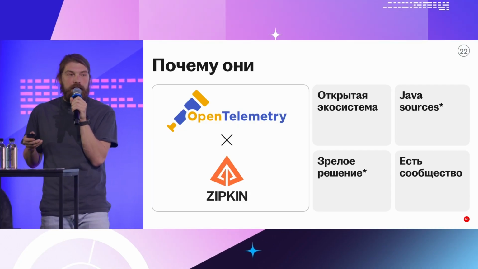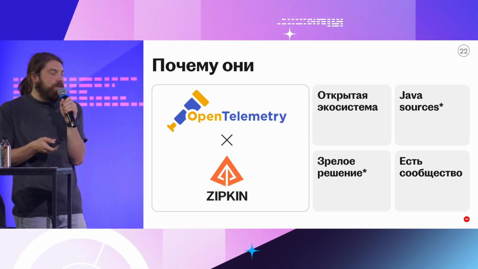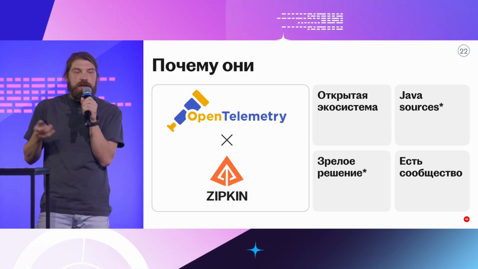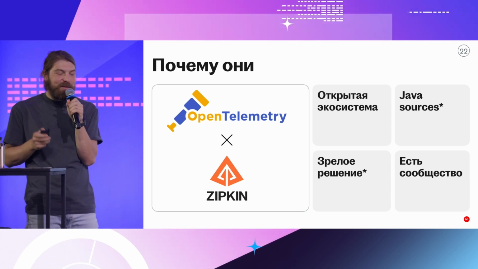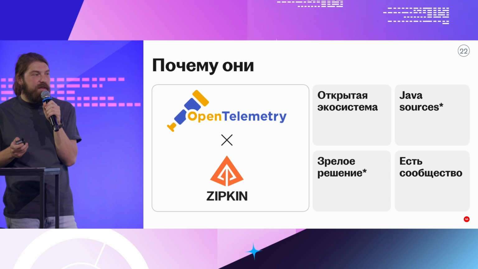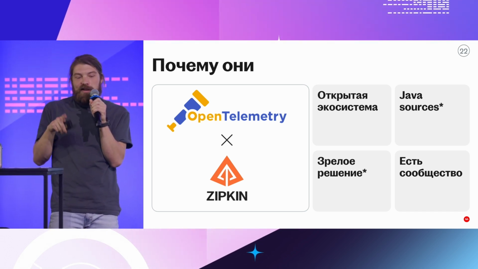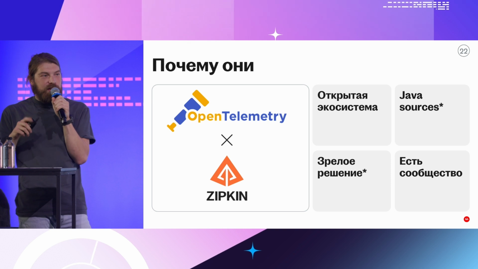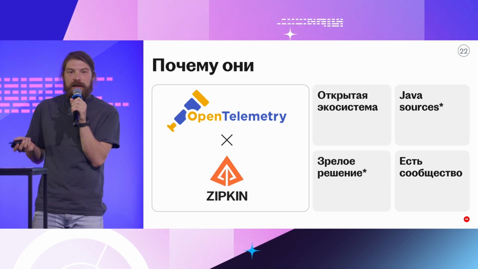Why did we opt for these? We love all the open source systems and solutions. They can be easily upgraded to solve any problem that you want. Zipkin is written in Java. We were also Javists and thought it's good, and if we're not happy about something, we'll improve that.